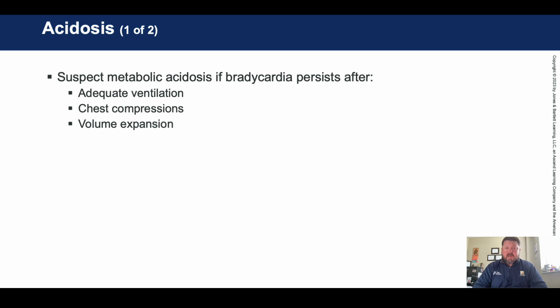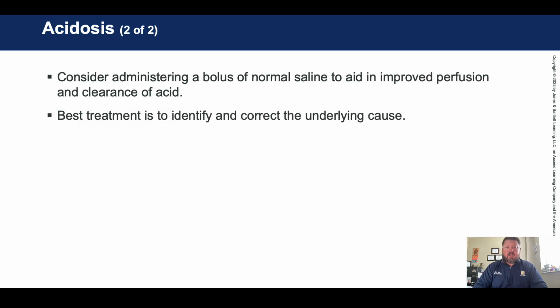Acidosis. Suspect metabolic acidosis if bradycardia persists after adequate ventilation, chest compressions, and volume expansion. Consider administering a bolus of normal saline to aid in improved perfusion and clearance of acid. The best treatment is to identify and correct the underlying cause of acidosis.